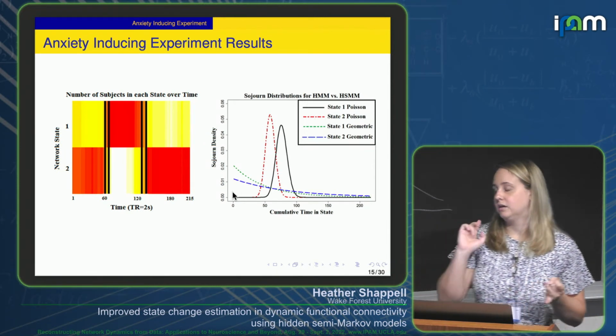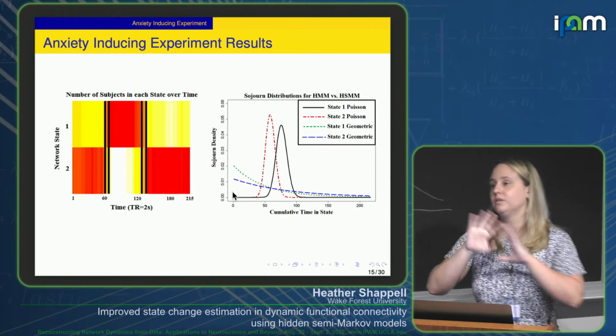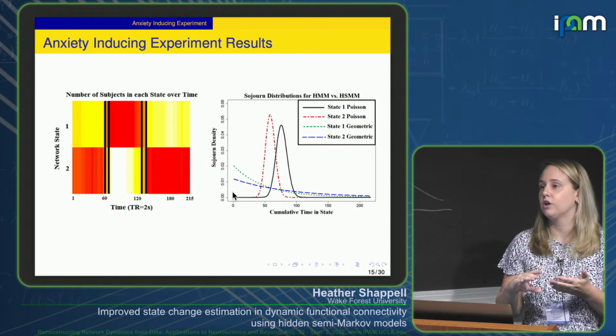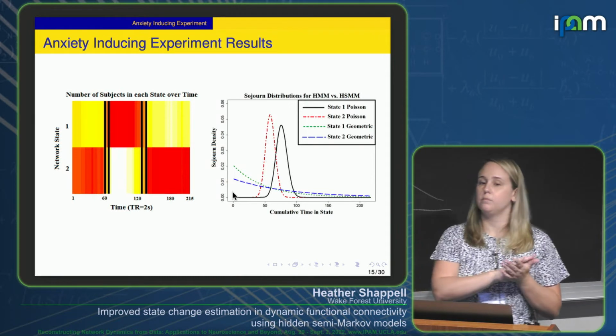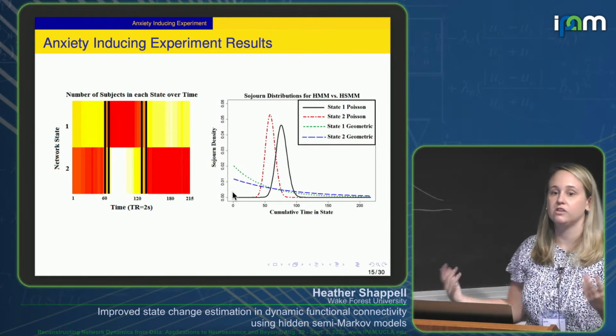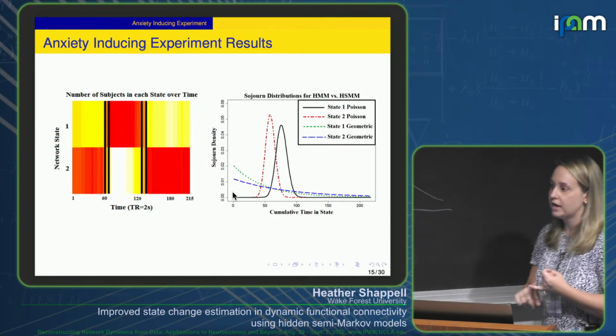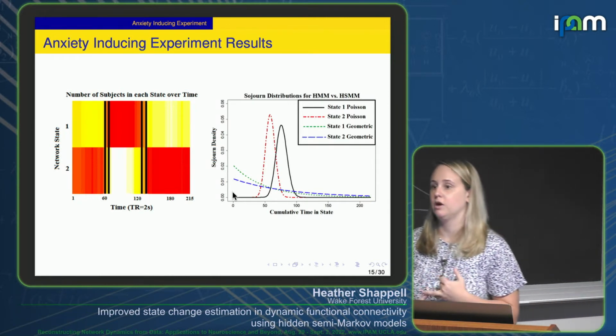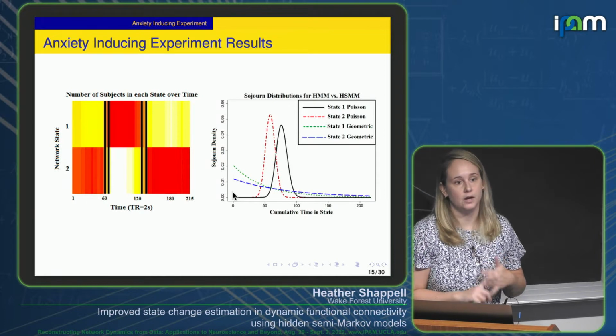So let me take a step back. We simulated fMRI data, and then we simulated, basically, dynamic connectivity, different states that individuals would transition in and out of. And then we fit the sliding window approach, and we fit the standard hidden Markov model, and we fit the hidden semi-Markov model on it.